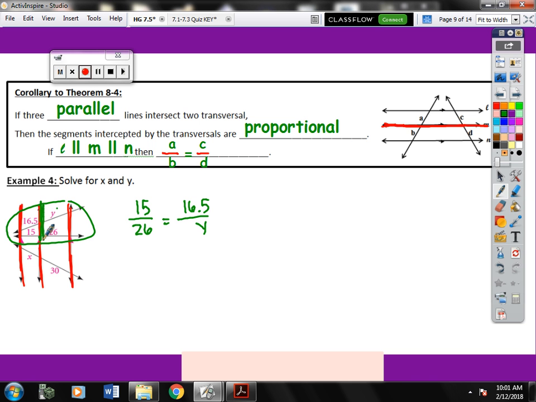Again, this acts as a fraction bar. So 15 over 26 equals 16.5 over y. Then you would cross multiply that, of course.